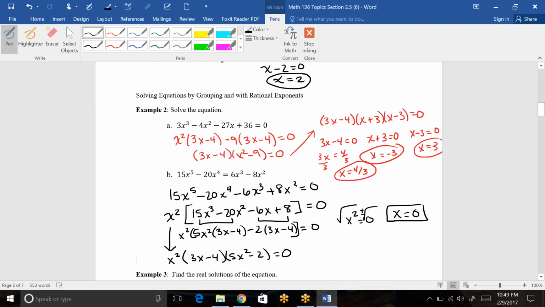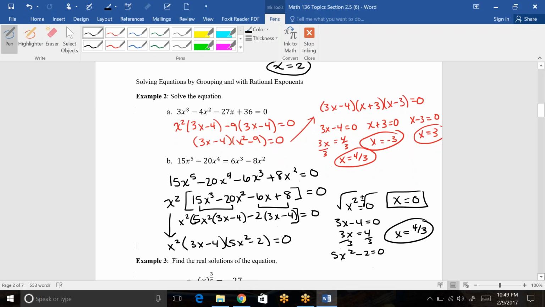Plus or minus doesn't change it. 3x minus 4 equals 0. We would add the 4 and divide by 3. So another solution is 4/3.